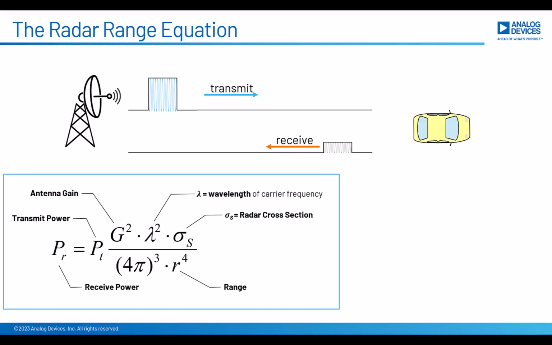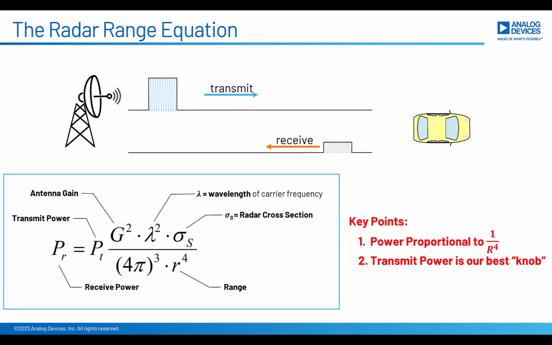So when you look at this equation, a lot of this is out of our control. We'll make the antennas as good as we can. The wavelength is generally dictated by other factors. The cross-section is what it is. So the two key points I want to make are, number one, the return power drops like a rock. It's a 1 over r to the fourth power relationship. That is a huge issue for all radars to overcome.